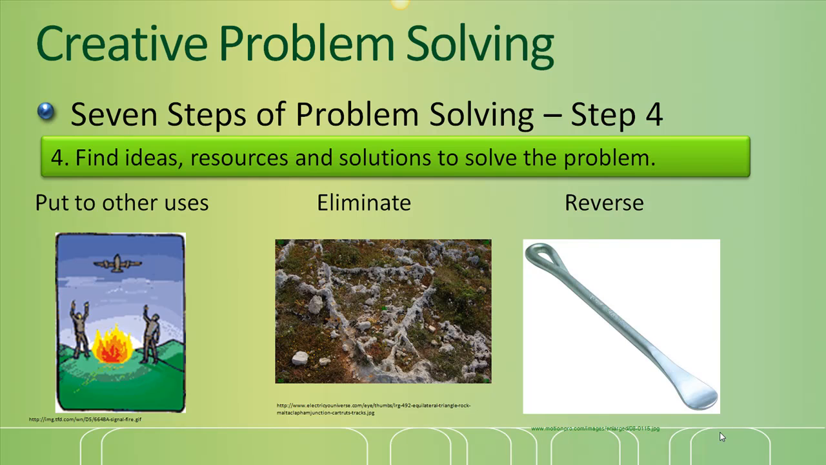Put to other uses, I'm going to use the tires and brush to make the signal fire. Eliminate, I can use this newly cleared area where there was brush to build a signal triangle out of rocks. This is an international distress sign that can be seen from the air. In reverse, I can use the tire iron to dig for water at plant roots.